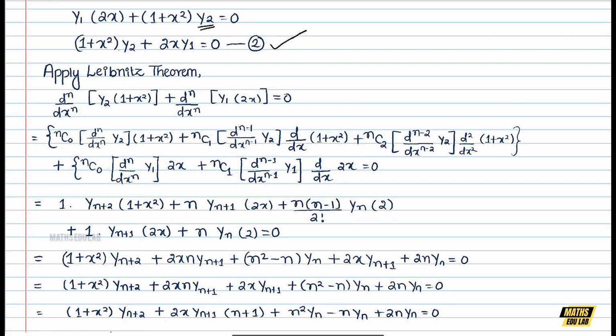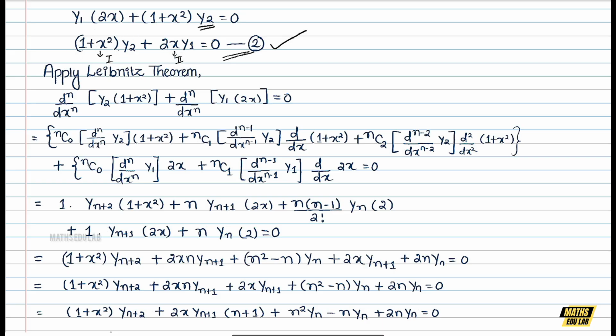Now by using this second equation, we have to prove one more value by using the Leibniz theorem. Now apply the Leibniz theorem to this equation. On applying, this is our first part of the function. That means overall the equation is given, so consider this as the first part, and this will be our second part of the given equation.